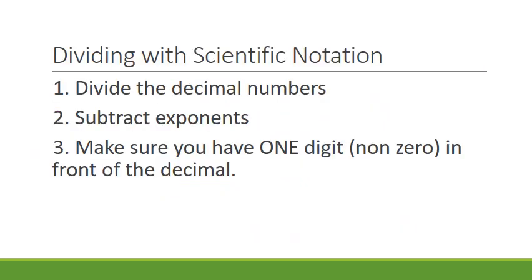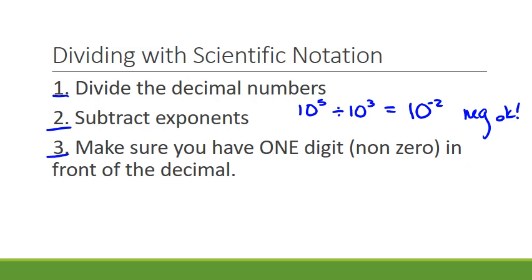Let's talk about dividing. Steps are very similar. In your foldable, it says step 1, divide the decimal numbers. Step 2, subtract exponents. Well, that makes sense. If I have 10 to the 5th divided by 10 to the 3rd, I subtract those exponents and get 10 to the negative 2nd. Negatives are okay because this is scientific notation, so we don't move them to the other side of the fraction bar. And again, step 3 is exactly the same. You need to have a number between 1 and 10. If you don't, you've got to move the decimal around.